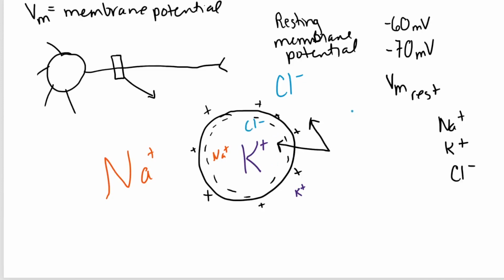Now what this means, because we have this difference in electrical charge and this difference in concentration gradient, it means that we have a lot of potential energy stored up in our cell. There are forces that make the ions want to move in different directions based on their charge and their concentration. So let's talk about that next.